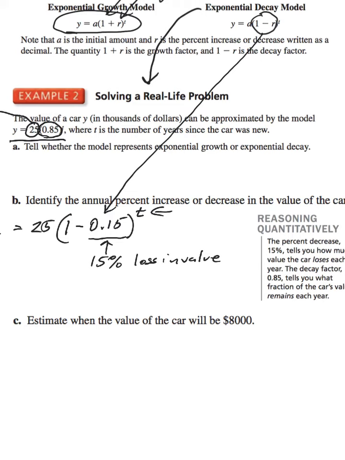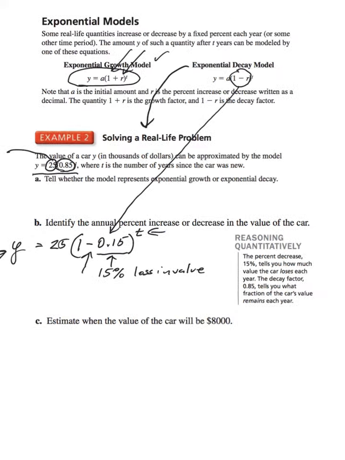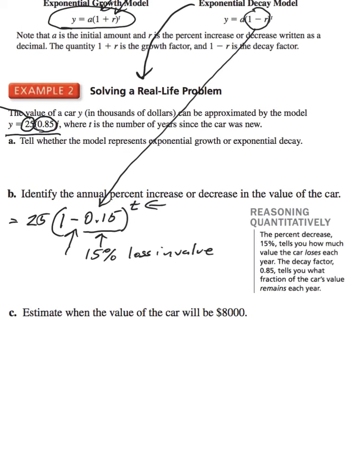So, and it's minus, of course. I think that's probably even more to the point. Okay, so one of the things I want to show you right here says the percent decrease, reasoning quantitatively. The percent decrease is 15%, which tells you how much value the car loses each year. The decay factor is the 0.85, which tells you what fraction of the car's value remains each year.